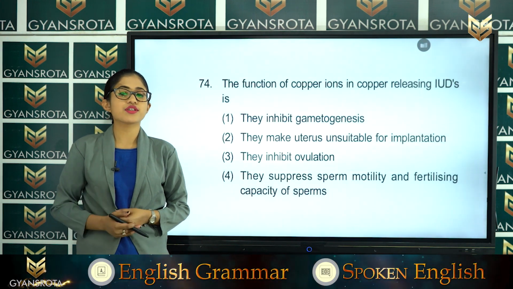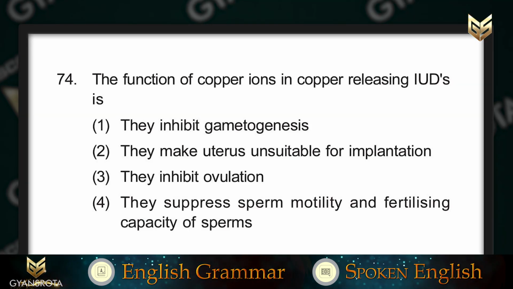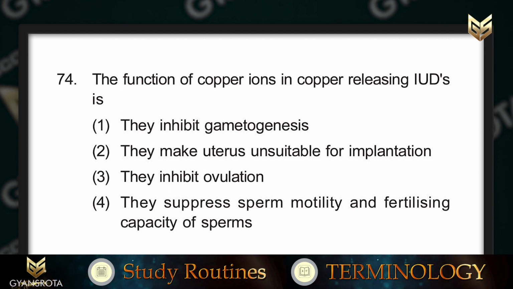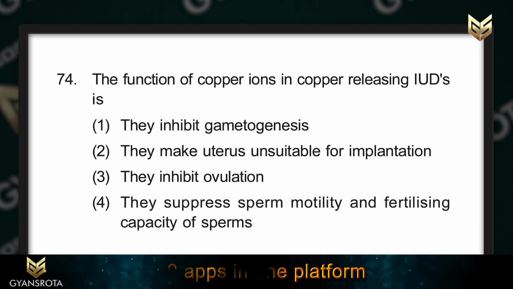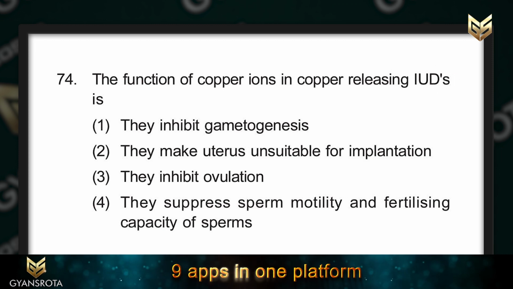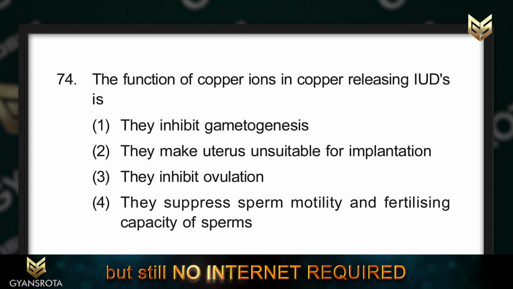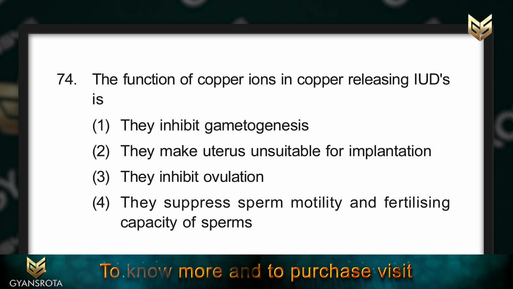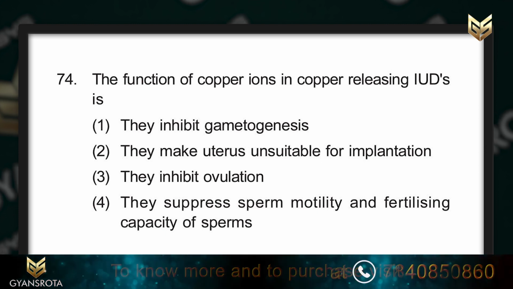Now, in the next question, as you can see here, question number 74, the function of copper ions in copper releasing IUDs, which means intrauterine devices. First option, they inhibit gametogenesis. Second option, they make uterus unsuitable for implantation. Third option is they inhibit ovulation, and the fourth option is they suppress sperm motility and fertilizing capacity of the sperms.